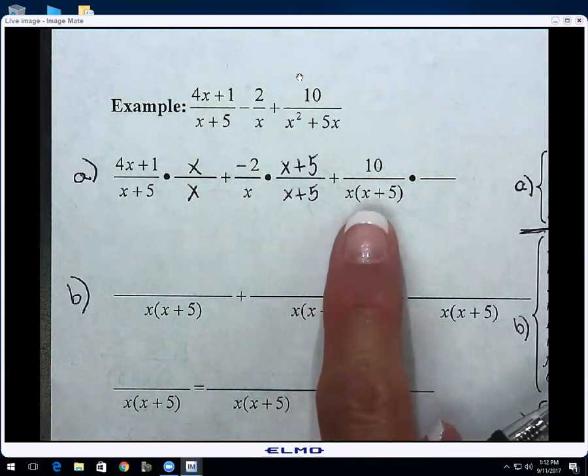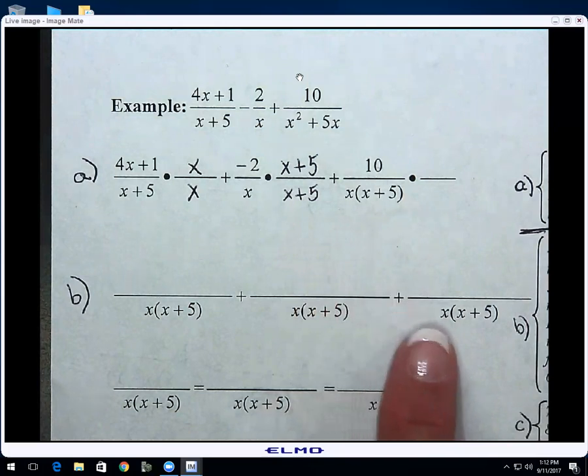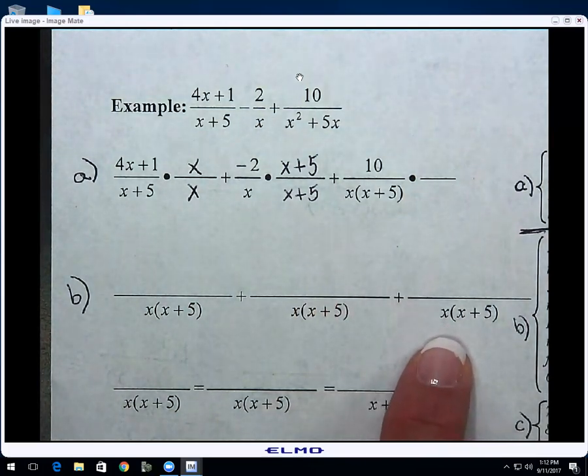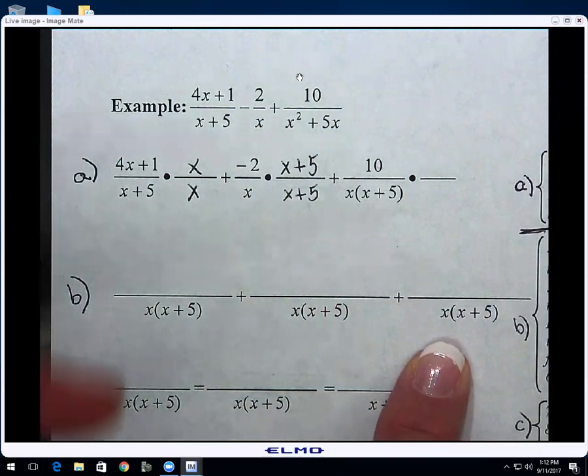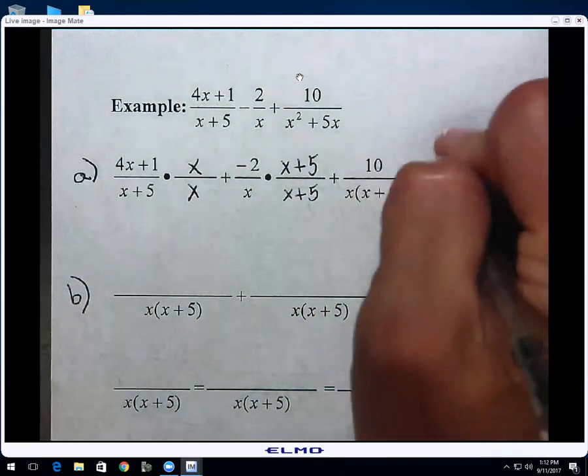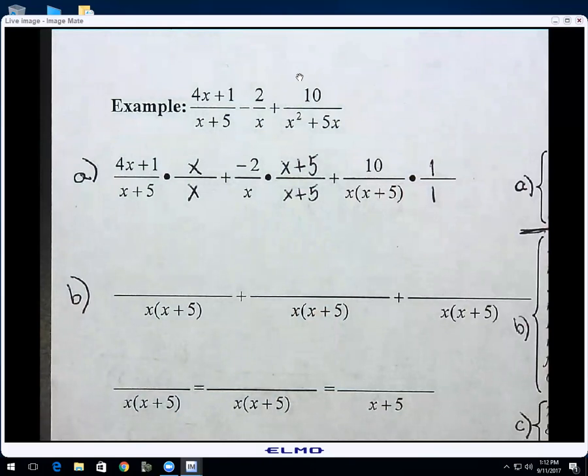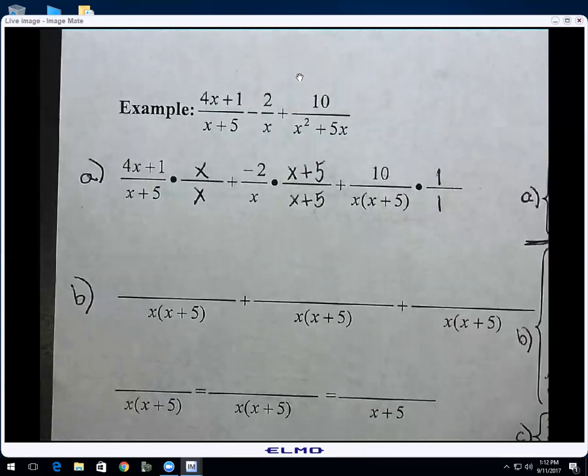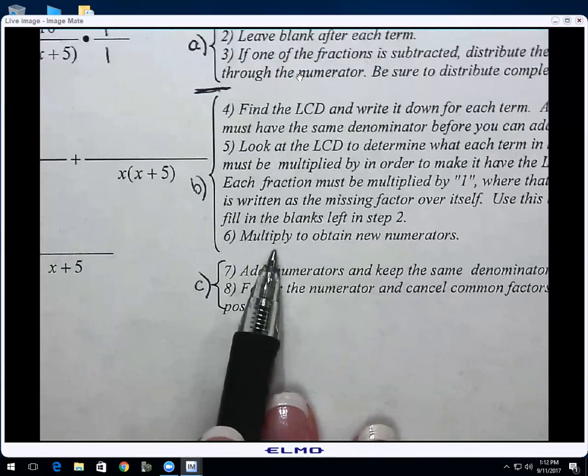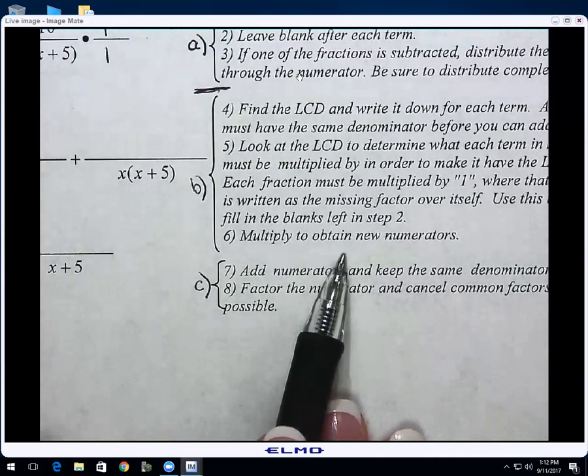What do you have to multiply that third fraction by to make it become the LCD? 1. It already is, but since I left the blank in ink, I'll just put 1 over 1. But if it were in pencil, I'd just erase it. That's the end. No, that's not the end. There's one more baby step in step B. Multiply to get your new numerators.